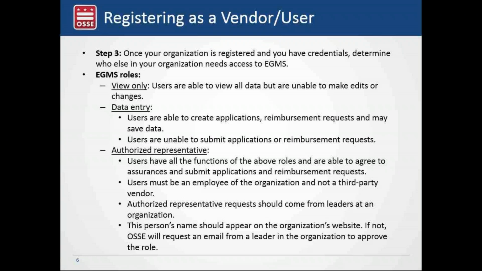So in that case, we want an email from a leader in the organization that's approving the role. So if you have an accountant that you want, for example, to have authorized representative permissions, you would need an email from a director or someone who's on the organization's website to be approving that role.